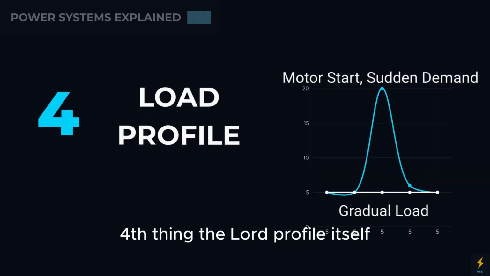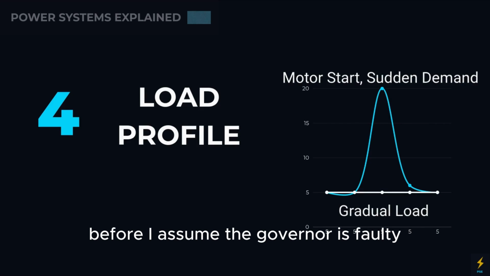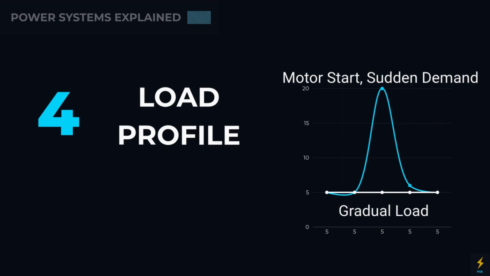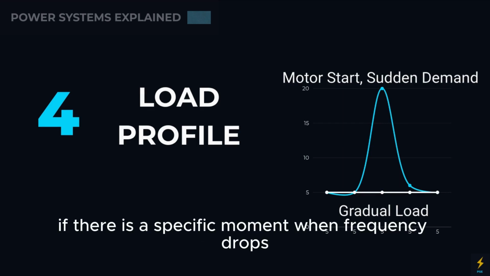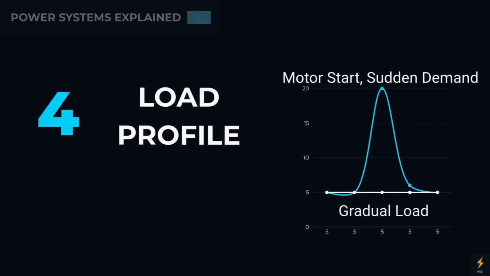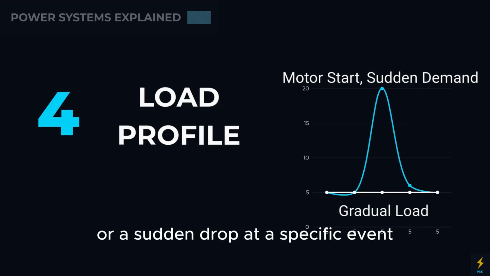Fourth thing, the load profile itself. Before I assume the governor is faulty, I want to understand what's being connected to it. I look at the load curve. If there is a specific moment when frequency drops, is it every time a particular motor starts? Is it a gradual drop as small loads are added, or a sudden drop at a specific event?